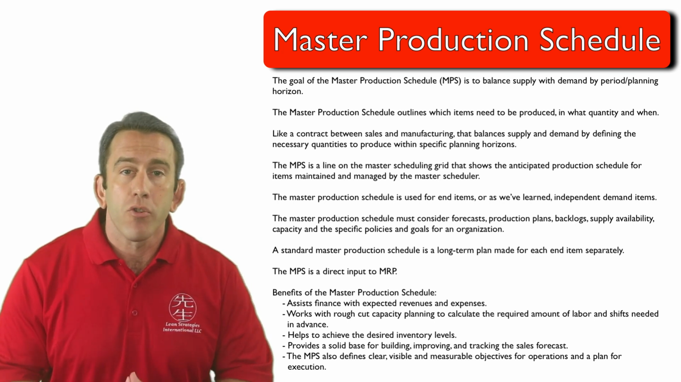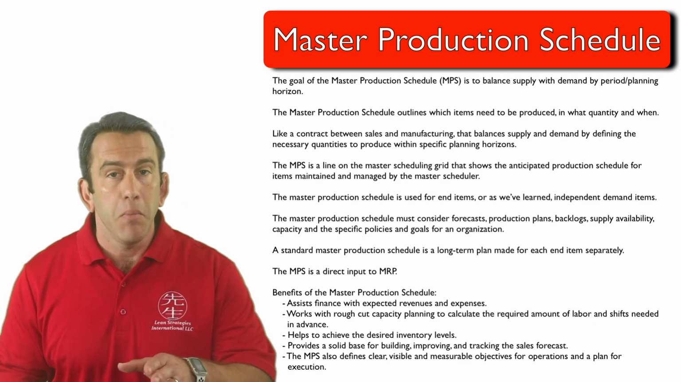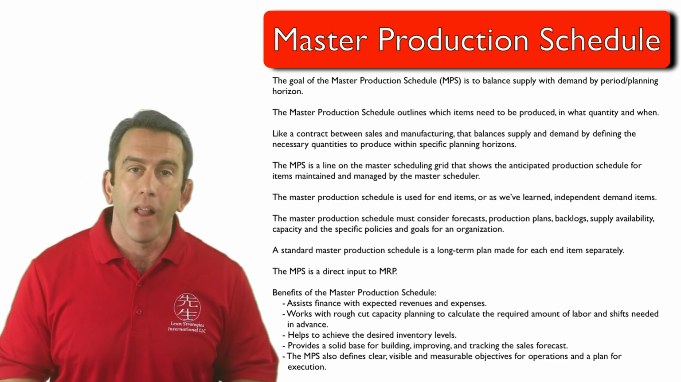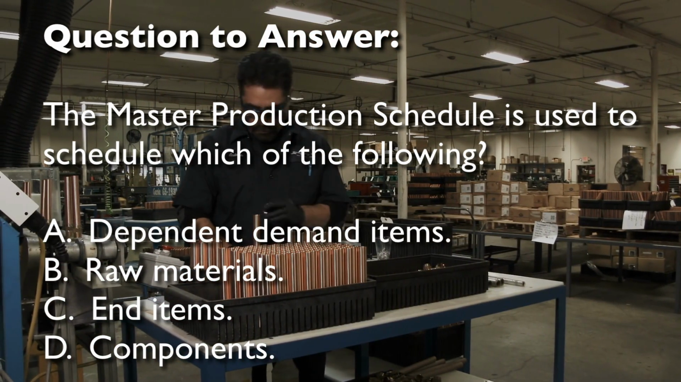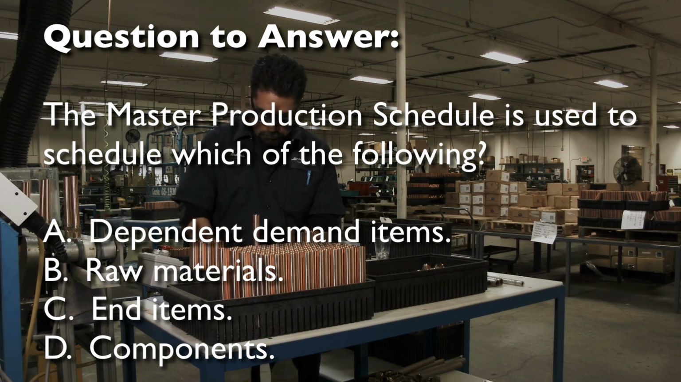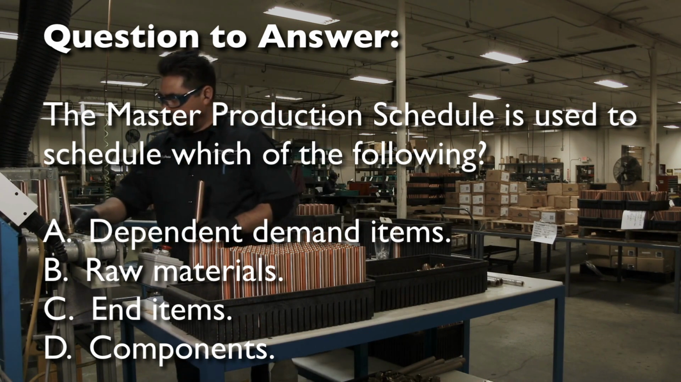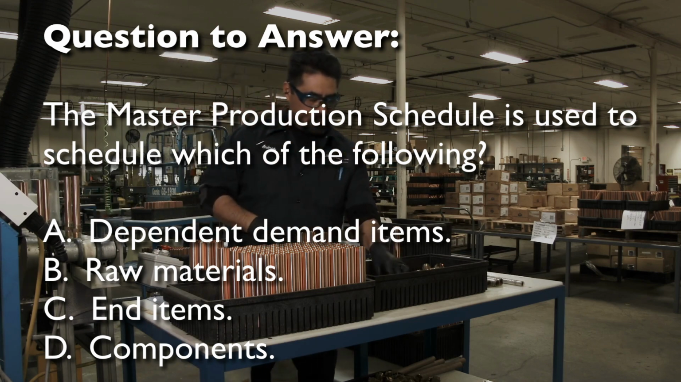For now, let's stretch our minds by answering the multiple choice question in the community or the upcoming assignment section of your class. The master production schedule is used to schedule which of the following? A. Dependent demand items. B. Raw materials. C. End items. Or D. Components.